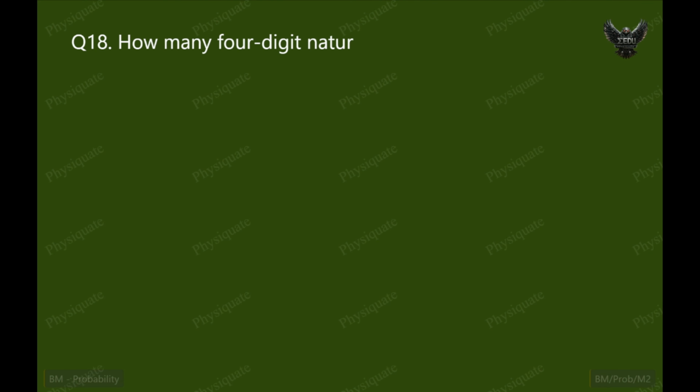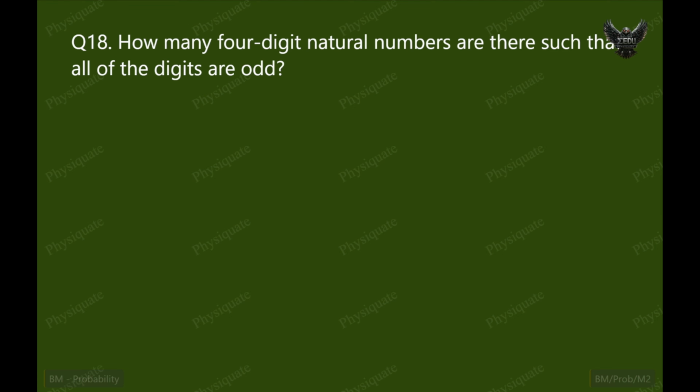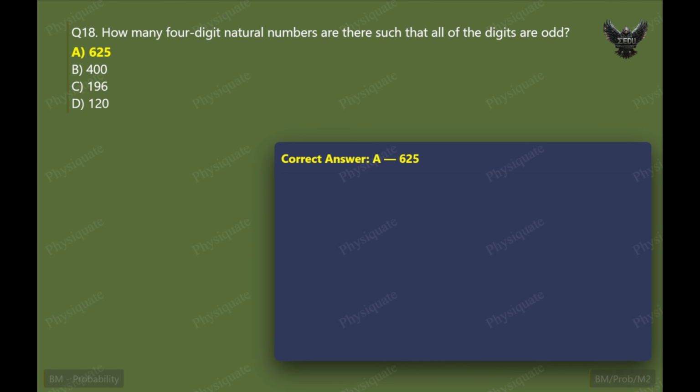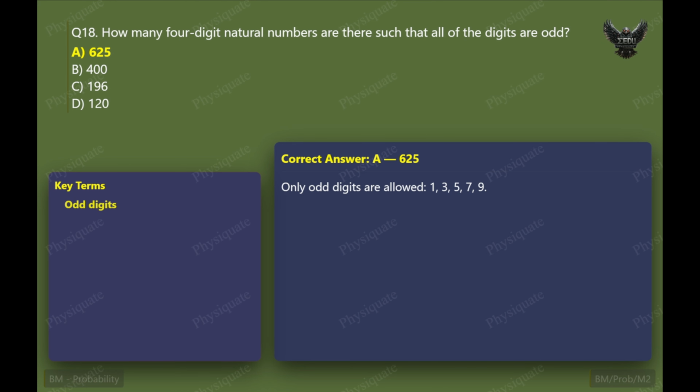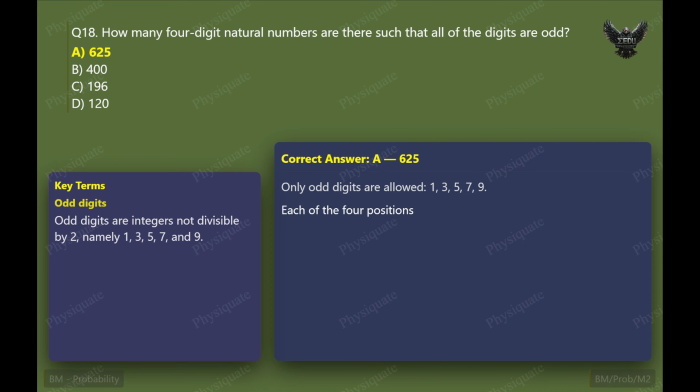Question 18. How many 4-digit natural numbers are there such that all of the digits are odd? Correct answer is option A. Only odd digits are allowed: 1, 3, 5, 7, 9. Now let us consider odd digits. Odd digits are integers not divisible by 2, namely 1, 3, 5, 7, 9. Each of the 4 positions, thousands, hundreds, tens, units, can be filled using these 5 digits.